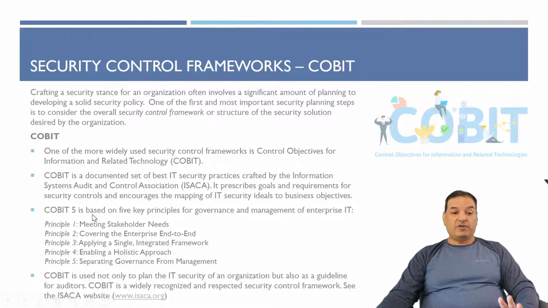There are 5 principles of COBIT 5. Number 1, meeting stakeholder needs. Number 2, covering the enterprise end to end. Number 3, applying a single integrated framework. Number 4, enabling a holistic approach. Number 5, separating governance from management.